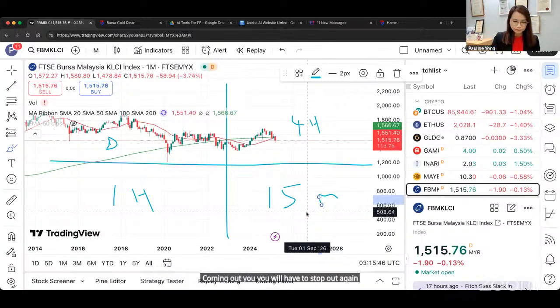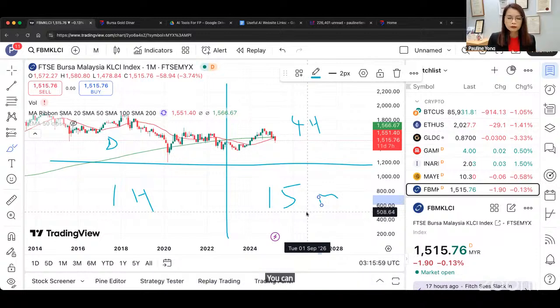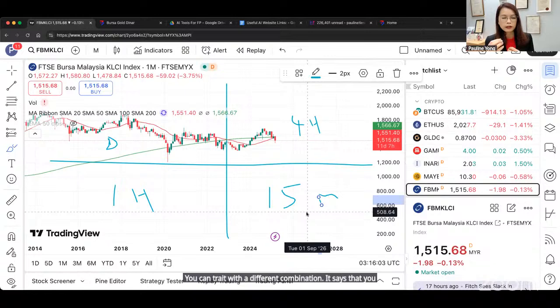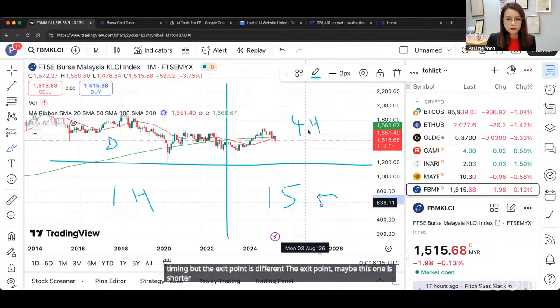So it doesn't mean that you have to align all positive then you go in, or that you have to align all negative then you short. What I want to say is that you can trade with different combinations. It's just that you need to adjust your profit target, your entry and your exit. You may enter at the same timing, but the exit point is different. Maybe this one is shorter, and this one is a longer time frame.